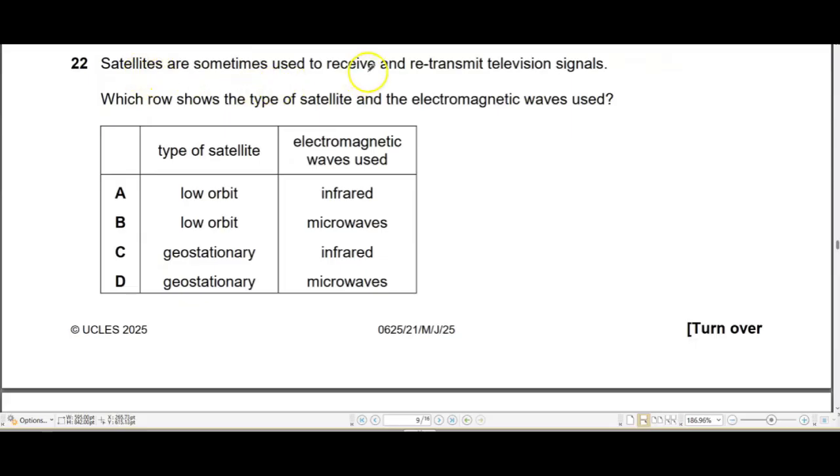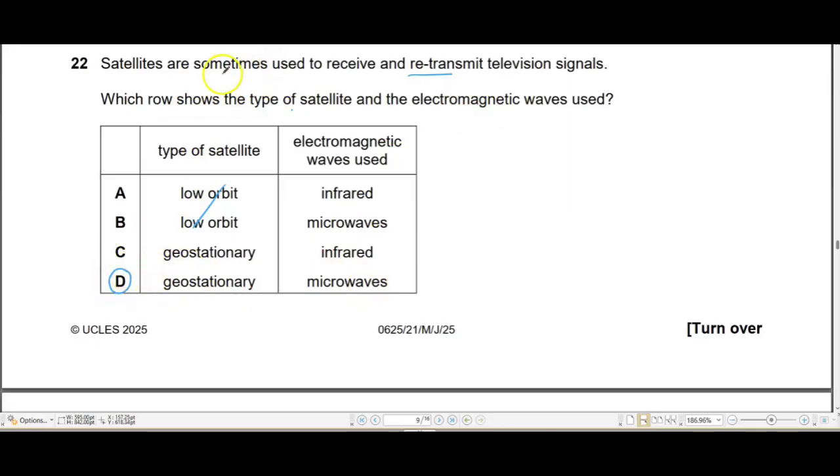Satellites are sometimes used to receive and retransmit television signals. Which row shows the type of satellite and electromagnetic waves used? Okay, the type of satellite that is used to receive and retransmit television signals is a geostationary satellite, not a low orbit one. And electromagnetic waves that they use is microwaves. So D is going to be our correct answer.